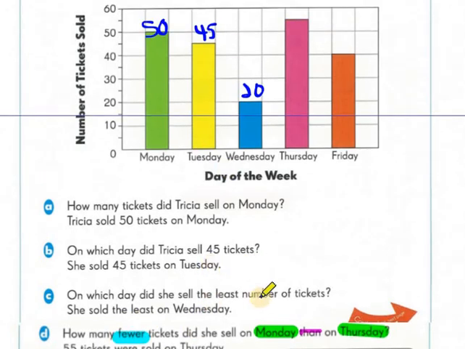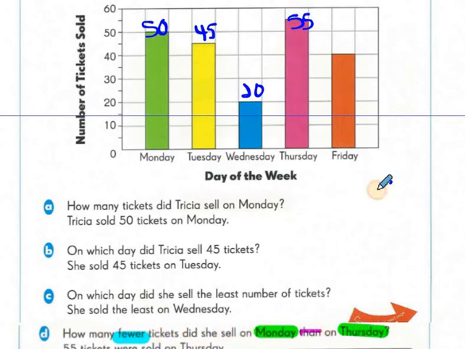So if I come up here, Monday, Thursday, oh, I haven't counted Thursday yet, so let me do that. I see that it's 10, 20, 30, 40, 50, and a little more. Oh, 55. So I'm going to put a 55 to help me so I can think about the math. I'm down here. How many fewer tickets did she sell on Monday than Thursday?